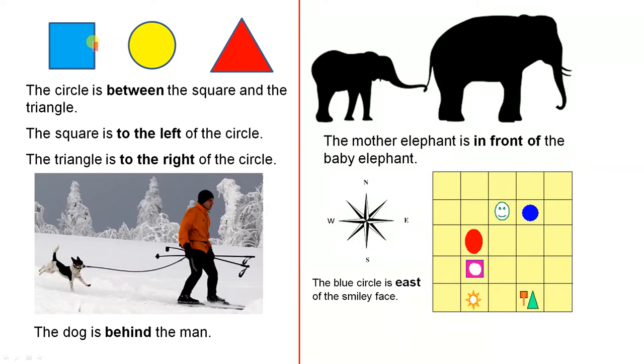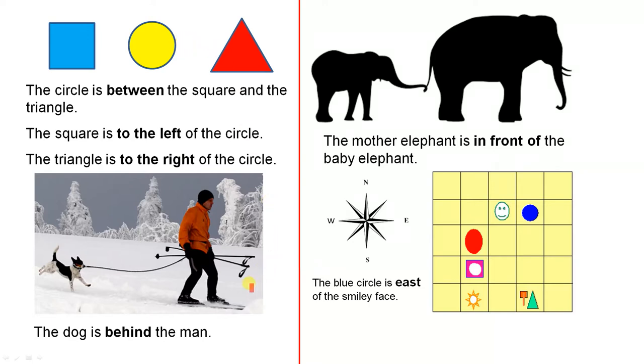Let's look at these three objects here. We have a square, a circle and a triangle. The circle is between the square and the triangle, and you can see that quite clearly. The square is to the left of the circle. Okay, see the square is there to the left as we're looking at it. So pretend you're looking at the screen. You can see that the square is to the left of the circle. The triangle is to the right of the circle as you are looking at it.